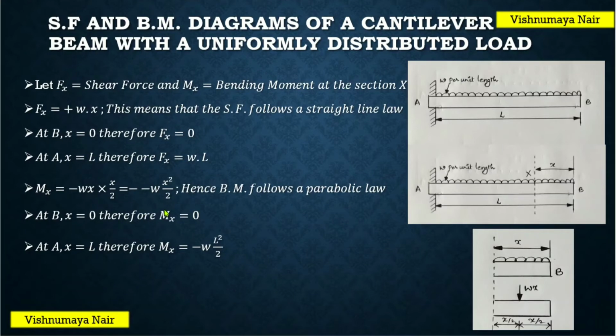And from this equation, we can understand that the bending moment is proportional to the square of the distance of the section from the free end. That is, it follows a parabolic law. Now at this end, when x equal to 0, bending moment Mx will be equal to minus W into 0, that is 0. And at this end A, when x equal to L, we'll have Mx equal to minus W into L square by 2. So at B we have Mx equal to 0, at A we have minus WL square by 2.